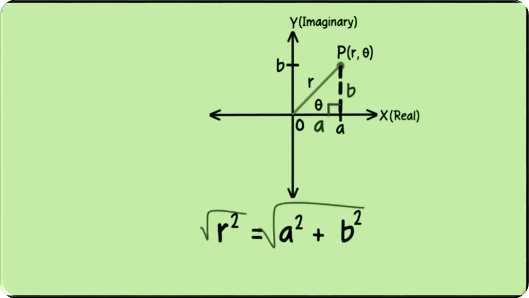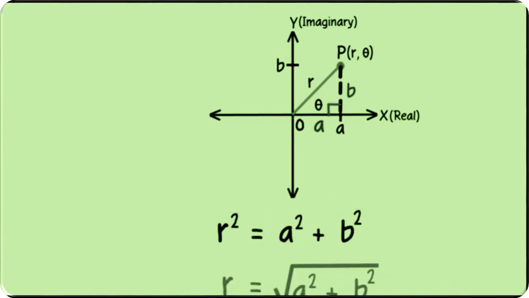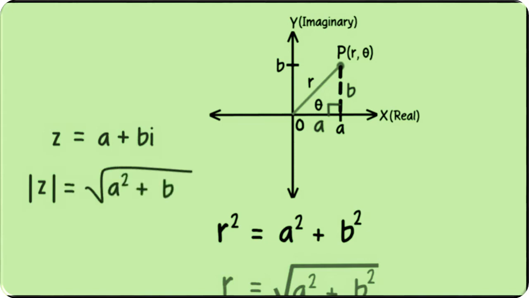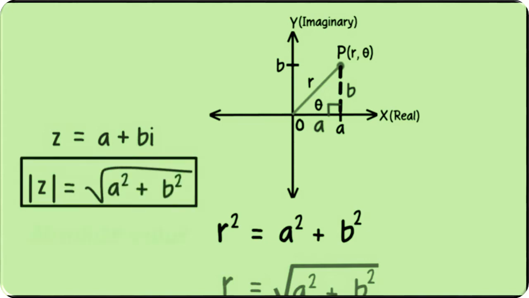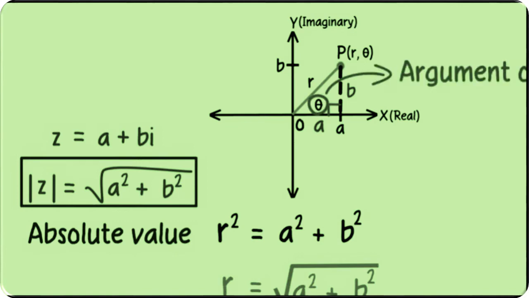Taking the square root on both sides, we get the value of r as the root of a squared plus b squared. This is nothing but the modulus of the complex number z. We had covered this in one of our videos: if the complex number z is equal to a plus ib, then the modulus of this complex number z is the square root of a squared plus b squared. It is also known as the absolute value of the complex number. What is theta then? It is called the argument of z, which can also be written like this.